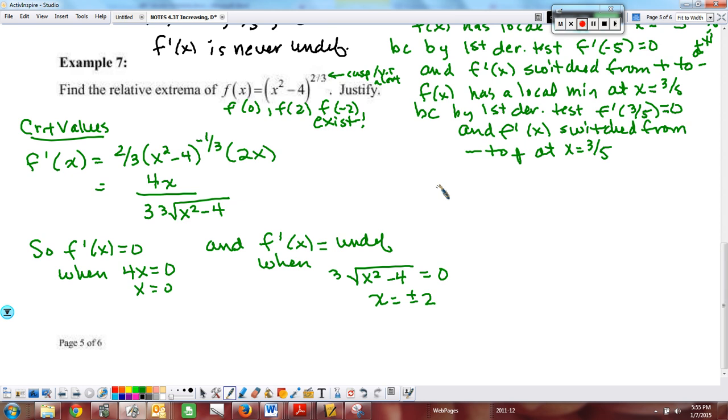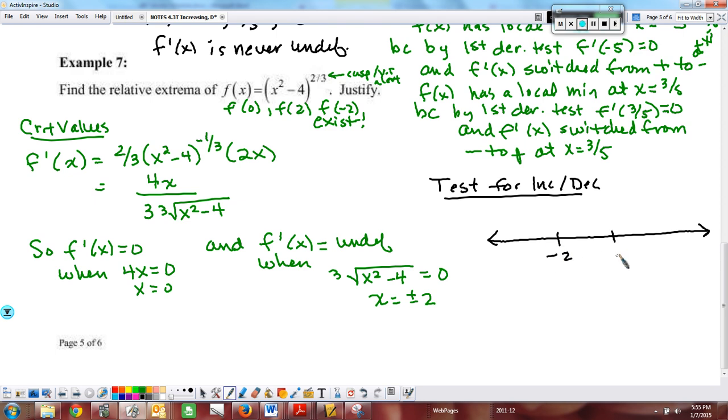So we're going to do our test for increasing, decreasing, which is basically just organizing our information on our sign chart. We put our critical values, -2, 0, and 2. These were undefined, so I'm going to put u's above here for the derivative.